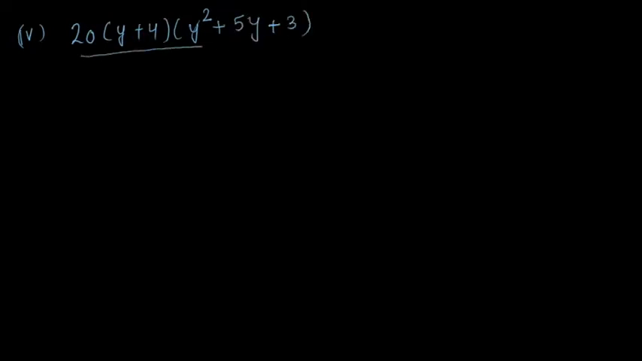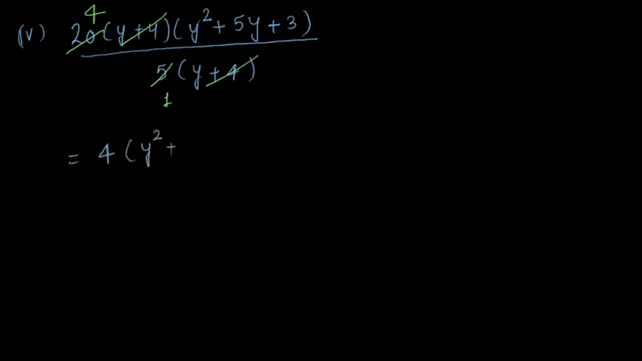Okay. Moving to the next part of the question, which is part 4, says 20 into y plus 4, then you have y square plus 5y plus 3, which you have to divide with 5 into y plus 4. Again, all the terms, y plus 4, a complete bracket is cancelled, and then 5 ones are 5 and 5 fours are 20. This is done. This is simple. So what I am getting, 4 into this bracket as it is, which is y square plus 5y plus 3. This is done, as simple as.